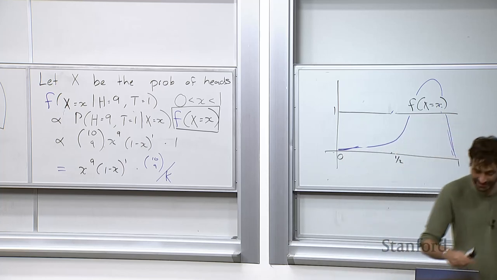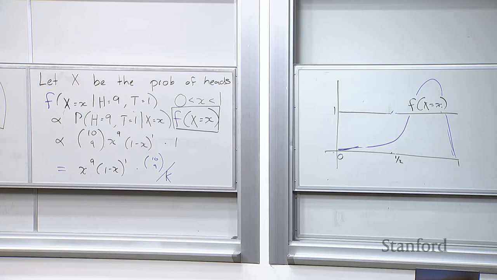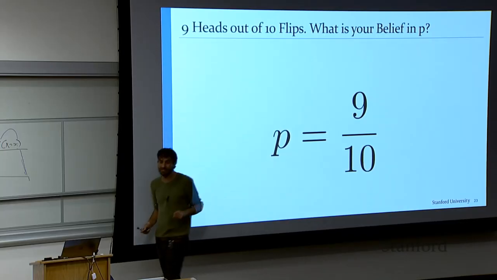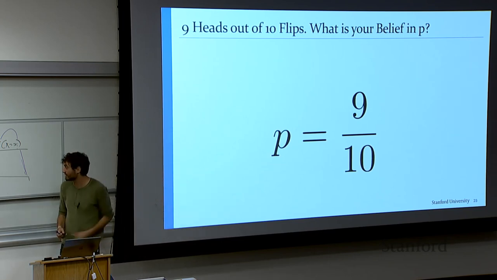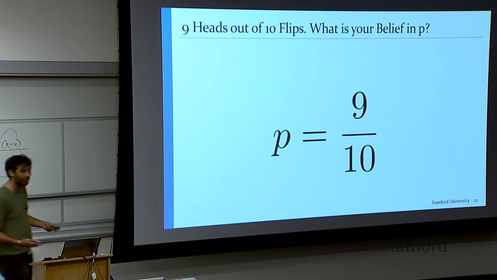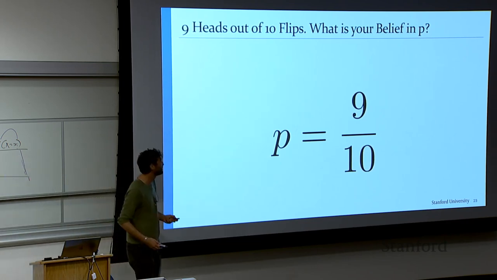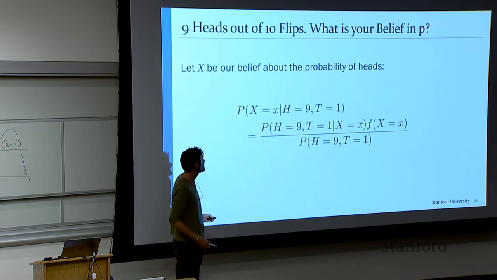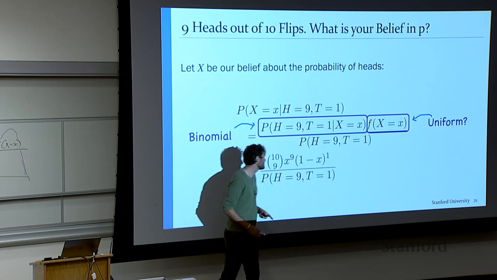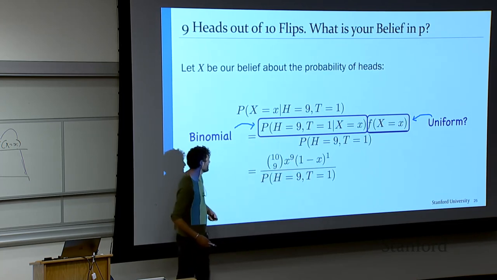Such good questions. So if you flip a coin 10 times, I have just given you something much more sophisticated to do than just saying your probability is 9 over 10. I've allowed you to express your whole probability belief in the coin being heads, the probability of a coin being heads, as a random variable. This is the derivation we did. This we've identified as the binomial, that we've identified as the uniform. If you just plug in the uniform, you get a 1, and you're just left with the binomial.